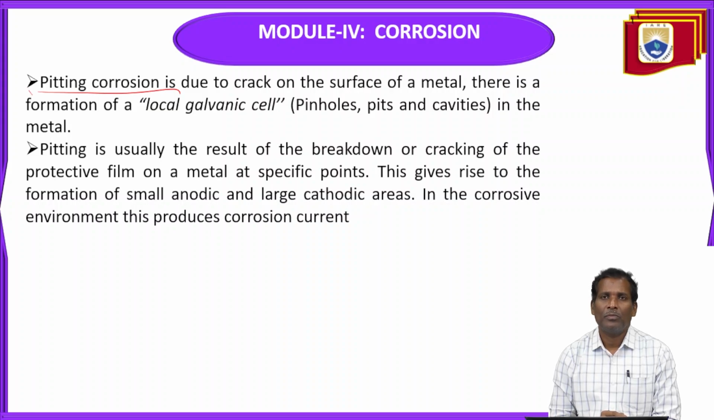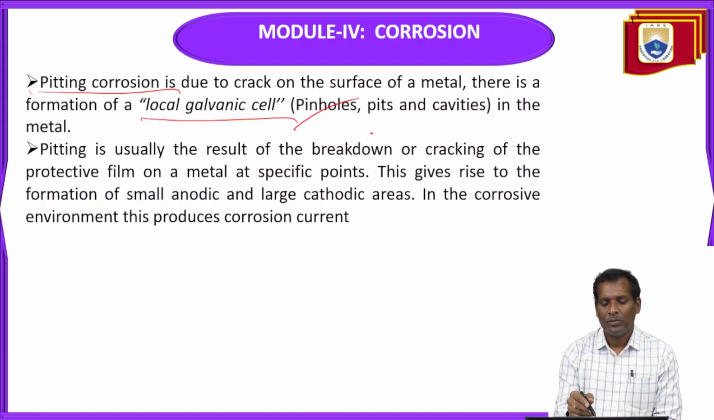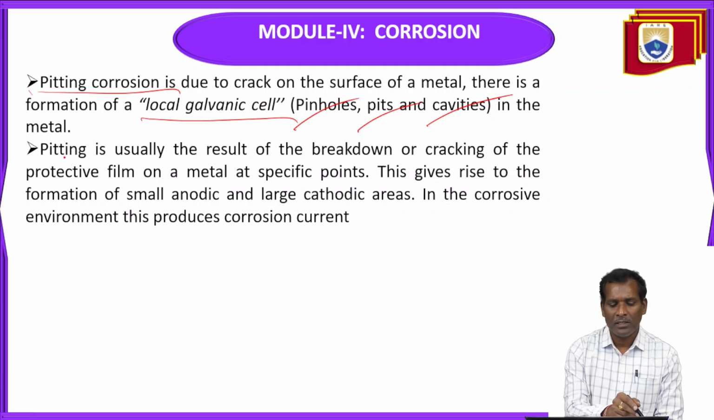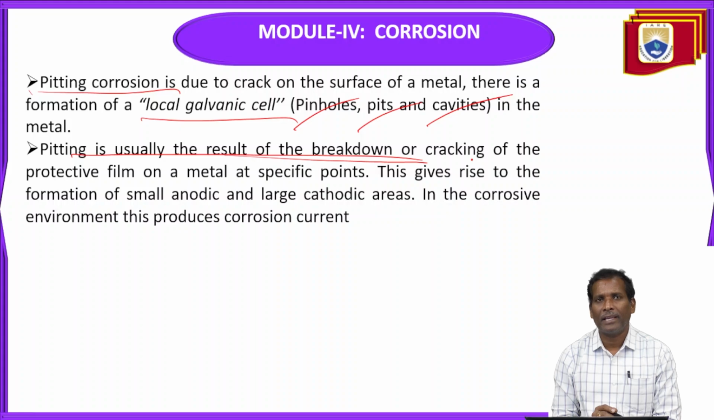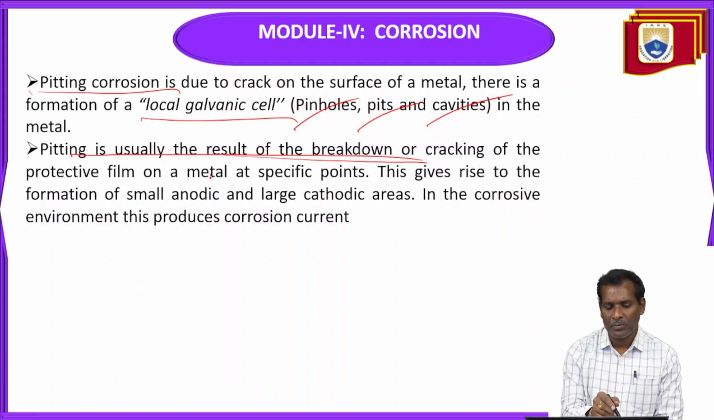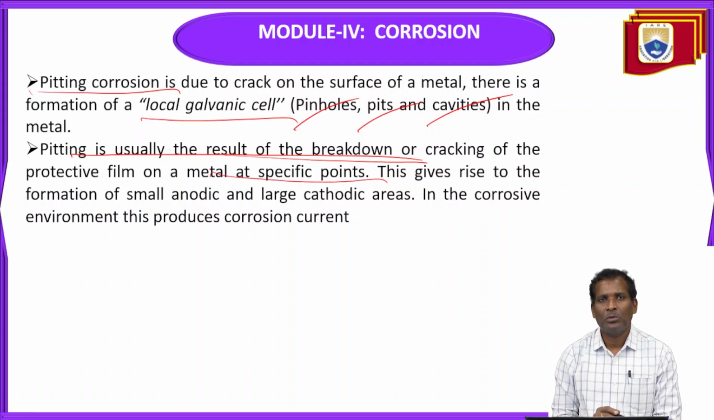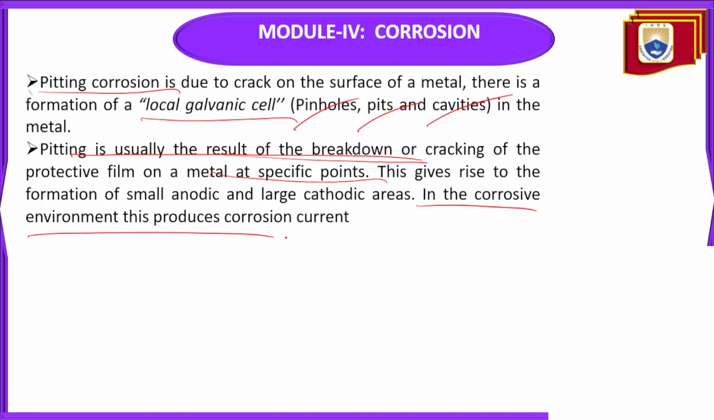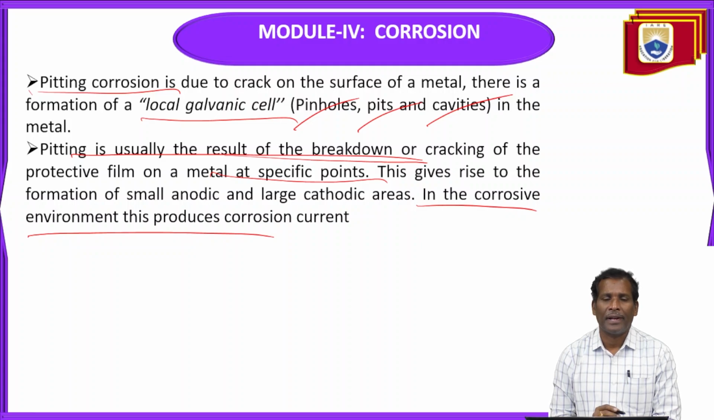It is due to a crack on the surface of metal. There is a formation of a local galvanic cell, pinholes, pits and cavities in the metal due to a crack on the surface. The pitting is usually the result of the breakdown or cracking of the protective film on a metal at specific points. This gives rise to the formation of small anodic and large cathodic areas. In the corrosive environment, this produces corrosion current.